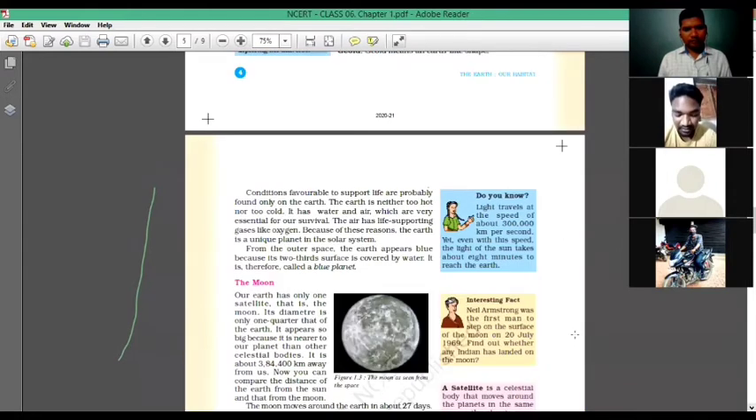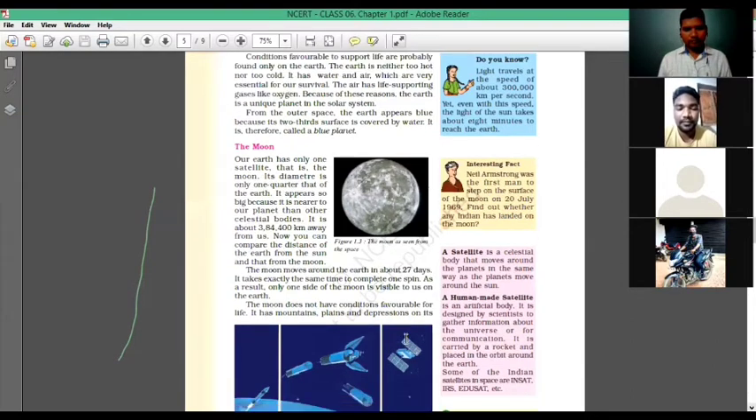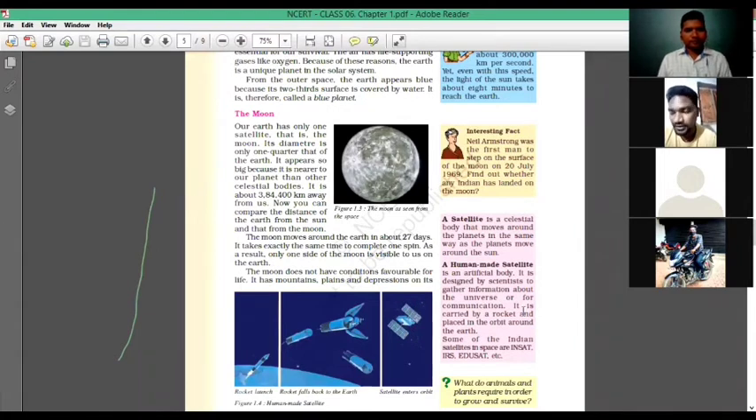Then I want to ask another question. What is the speed of light? 3 into 10 to the power 8 meter per second. Yes, correct. 3 into 10 to the power 8 meter per second.